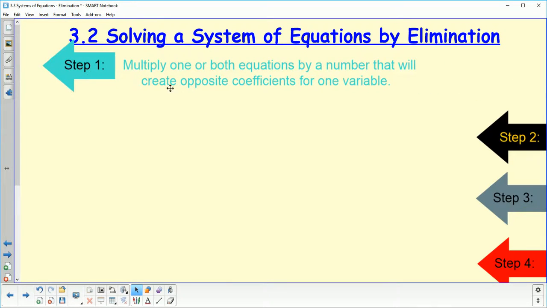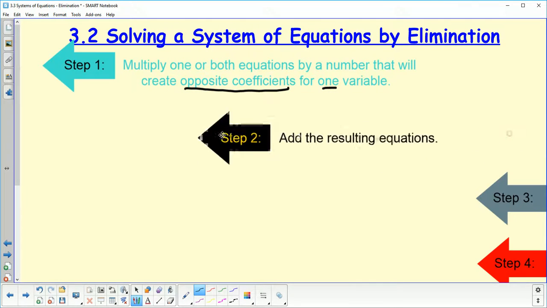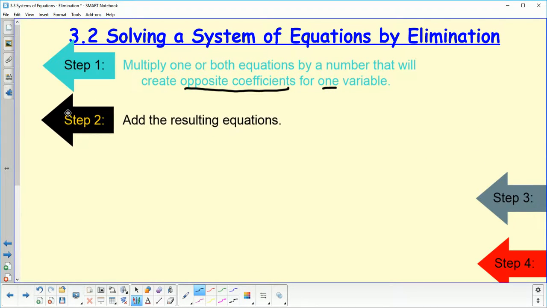The first one, we're going to multiply one or sometimes both equations by a number that will create opposite coefficients for one variable. So the biggest piece there is we have opposite coefficients, and we only need it for one variable. Sometimes it could happen for both, but the most important piece is that it happens for one variable. And then after we do that, because they have opposite coefficients, we're going to add those two equations.